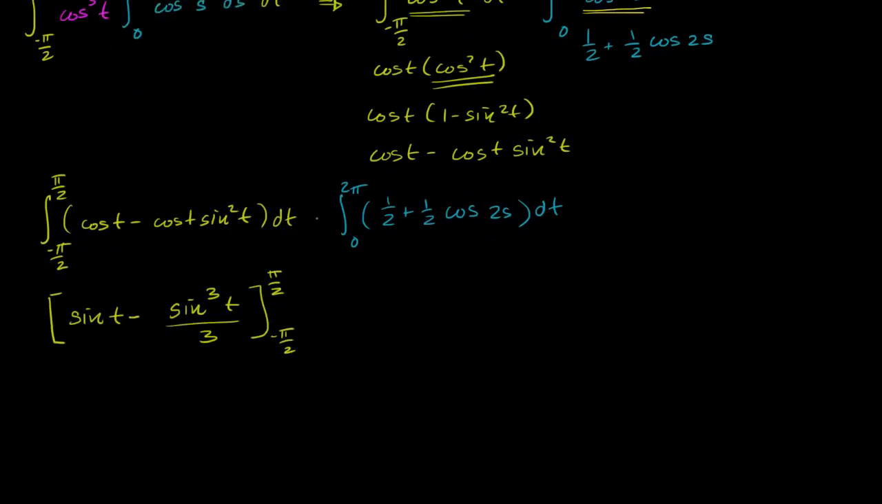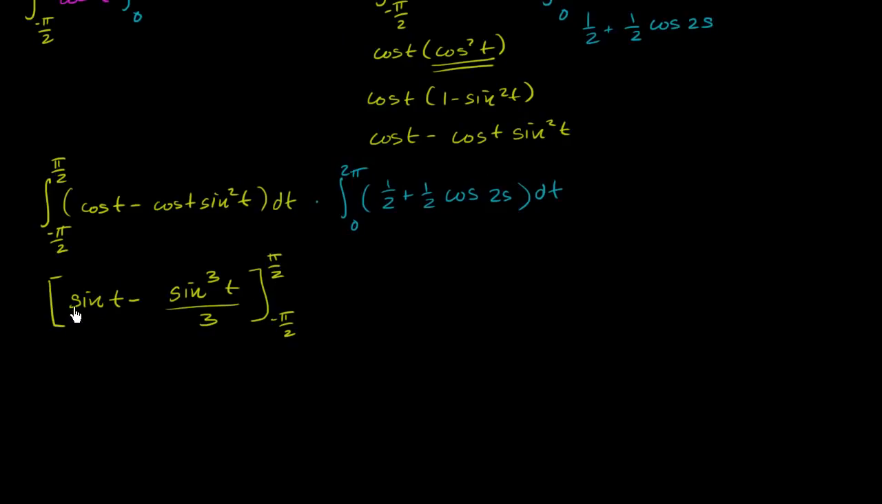And so this is equal to, if you evaluated it at pi over 2, sine of pi over 2 is 1. So it's 1 minus 1 over 3. So that's just 2/3. Actually, let me not write it that way. I don't want to confuse people. And then minus sine of negative pi over 2. Well, that's going to be negative 1. Minus sine of negative pi over 2 is negative 1 to the third power is negative 1. So this is negative 1/3.